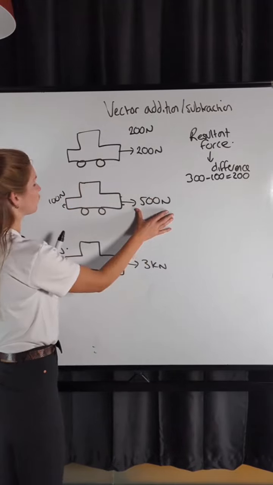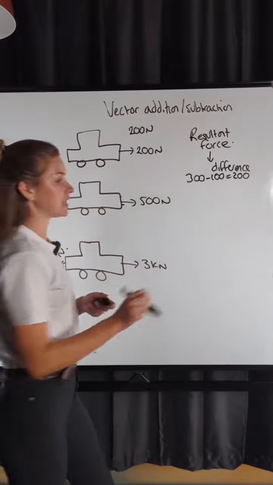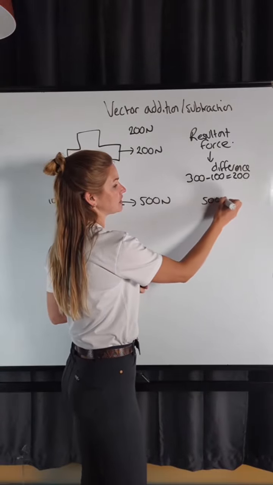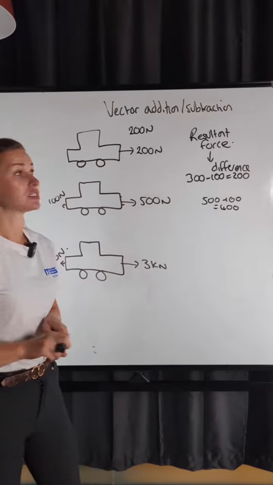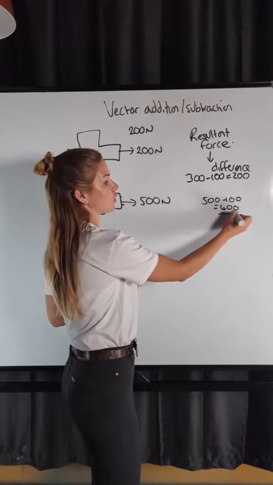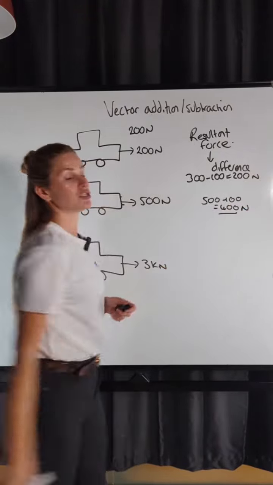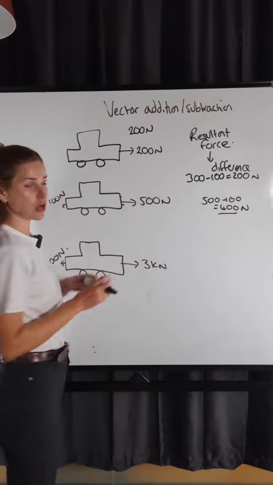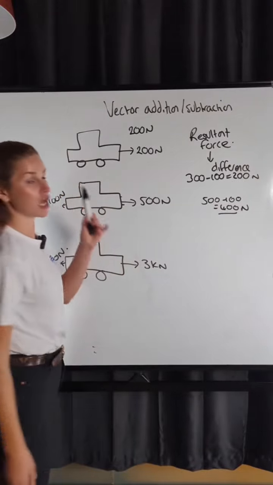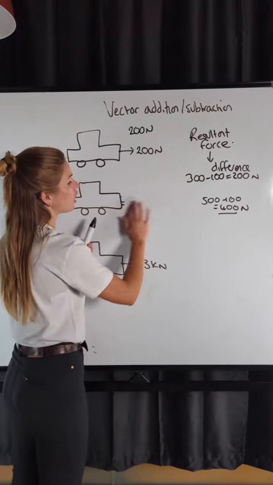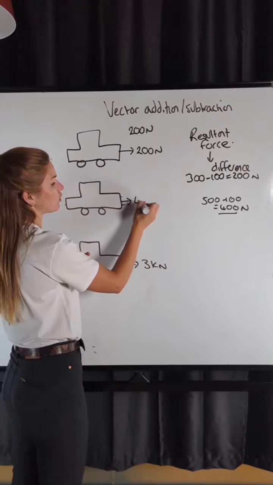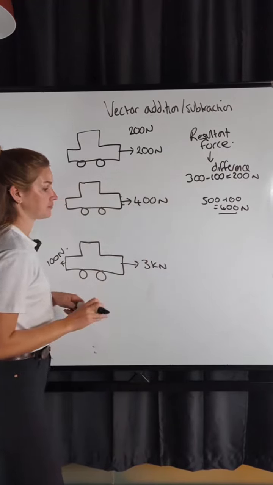But now I've got 500 forward and 100 backward. So what's the difference there? The difference is 500 take away 100, which is going to give me 400. So I know that the resultant force there is 400 newtons. So again, instead of drawing both of those arrows in the picture of 500 forward and 100 backward, it's a bit tedious. So instead, what I can draw is just one arrow going bigger force forward of 400 newtons.